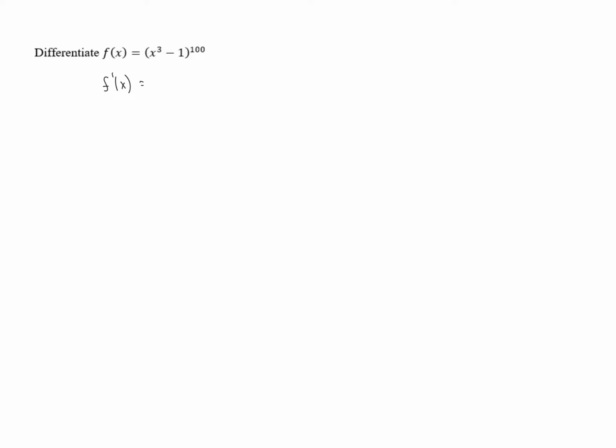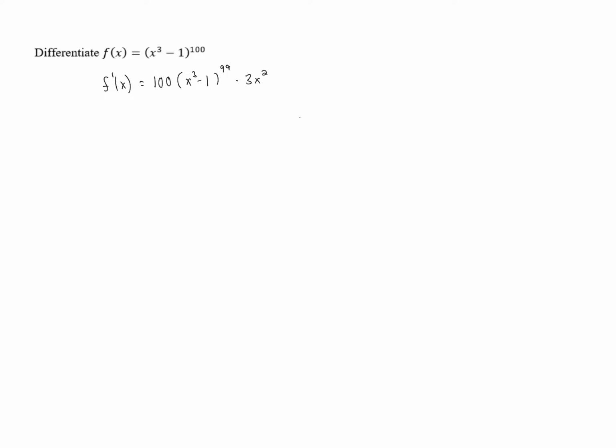The chain rule says that we take the derivative of the outer function. Well, the outer function is u to the 100th power. The derivative of that is 100 times u to the 99th. But remember here, u is x cubed minus 1. We differentiate the outer function with respect to the inner function, and then we multiply that by the derivative of the inner function. The derivative of x cubed minus 1 is 3x squared.